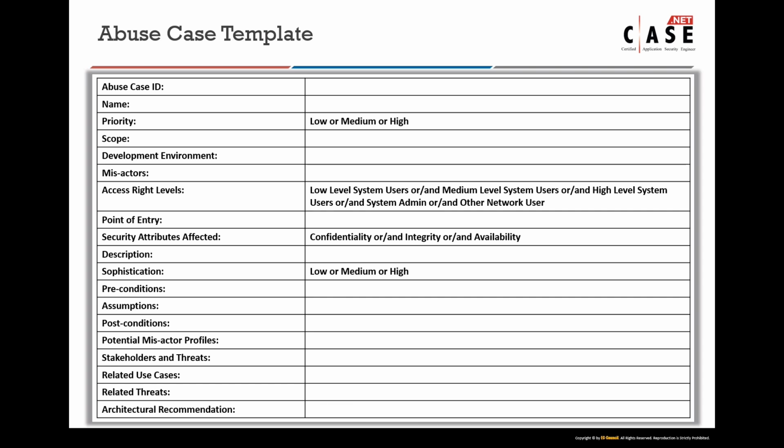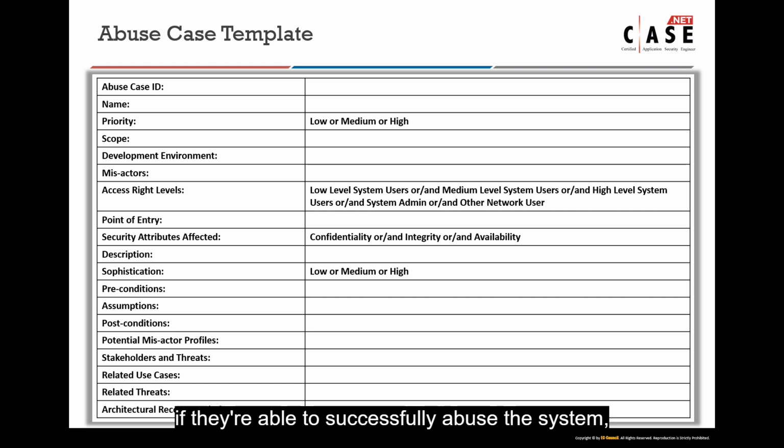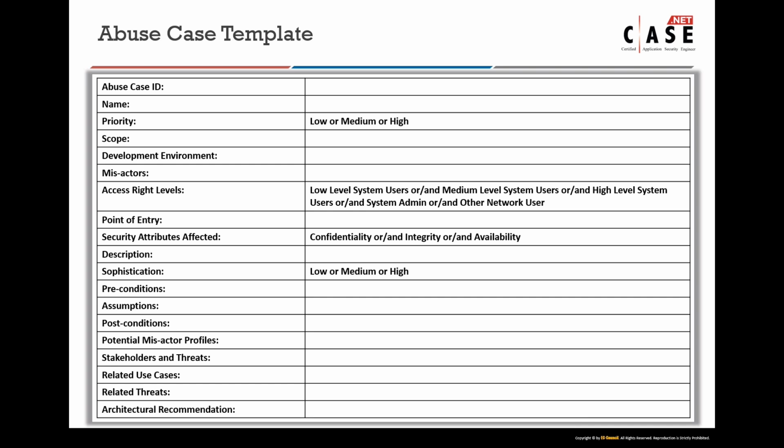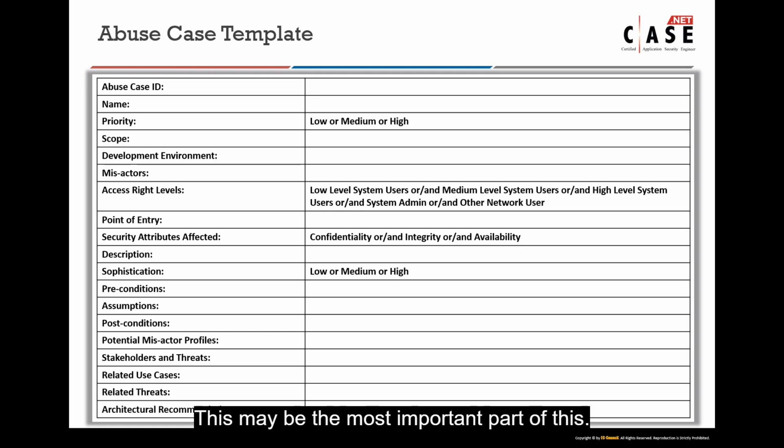Postconditions. After they've done this attack, if they're able to successfully abuse the system, as per this abuse case, what's the condition that's left afterwards? Potential misactor profiles. This may be the most important part of this. Who is it you think are the actors that would abuse the system in this particular way? You can also see other items in here, related use cases, related threats, and finally, architectural recommendation.